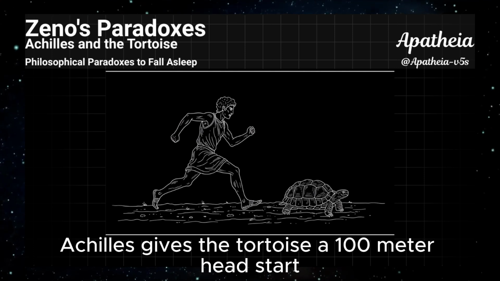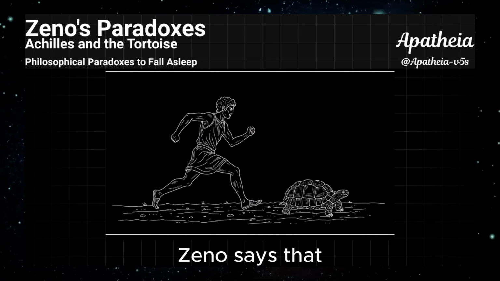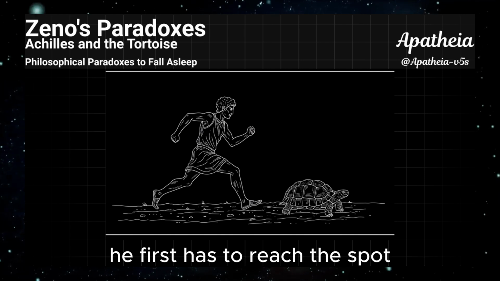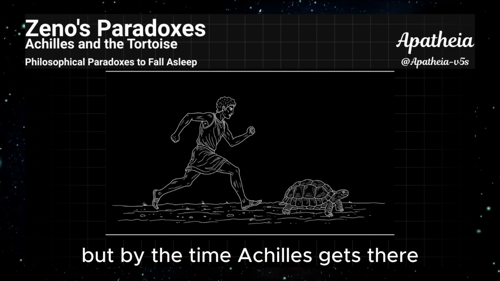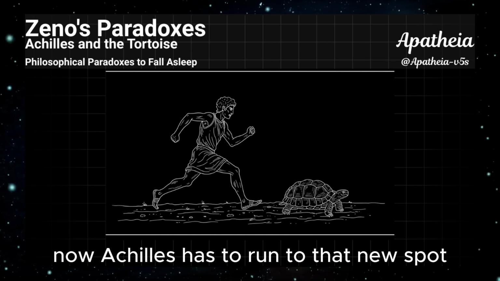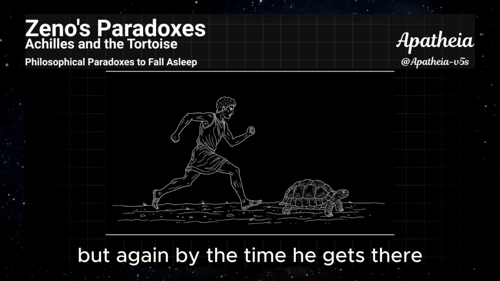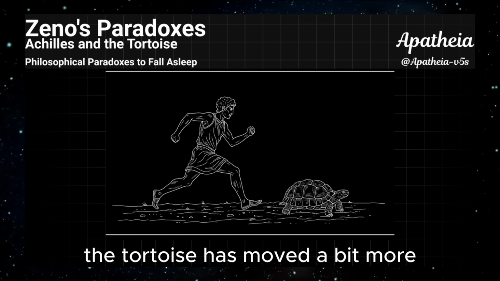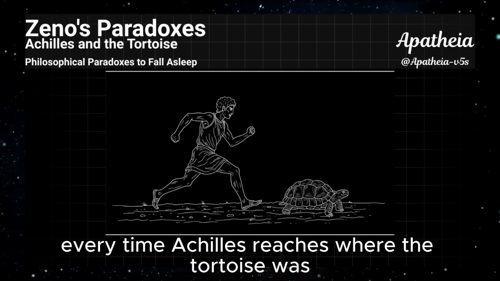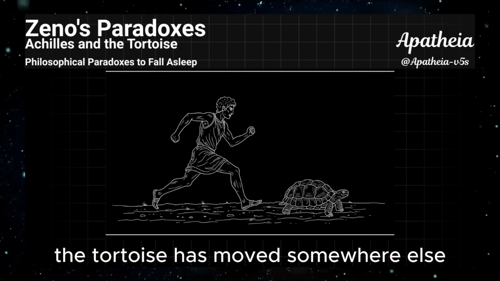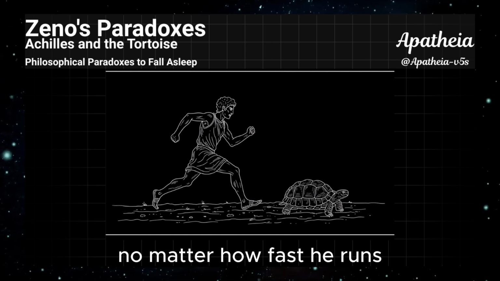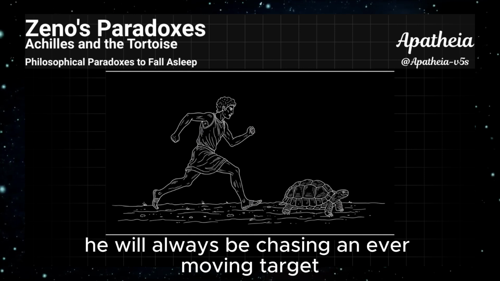Suppose Achilles gives the tortoise a 100-meter head start. Zeno says that before Achilles can overtake the tortoise, he first has to reach the spot where the tortoise started. But by the time Achilles gets there, the tortoise has moved a little farther ahead. Now Achilles has to run to that new spot. But again, by the time he gets there, the tortoise has moved a bit more. This keeps happening. Every time Achilles reaches where the tortoise was, the tortoise has moved somewhere else. So the argument goes, Achilles will always be behind. No matter how fast he runs, he will always be chasing an ever-moving target.